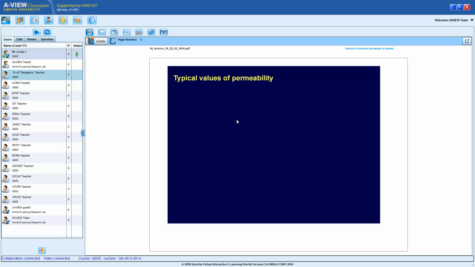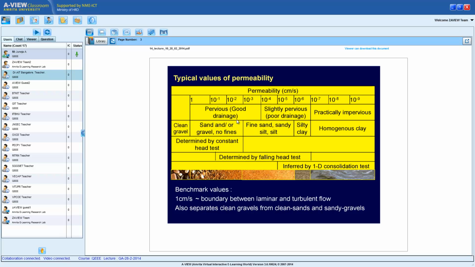So let's look at numbers. What do we look at when we say soil permeability? Let me first right click and say it's okay. It's downloadable. Please download this file, today's class file, on your terminal. So the typical values of permeability are in a table. It's a nice table, and I always like to use this table as a reference.